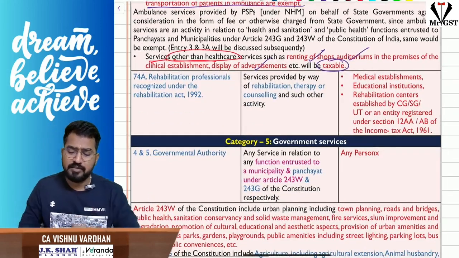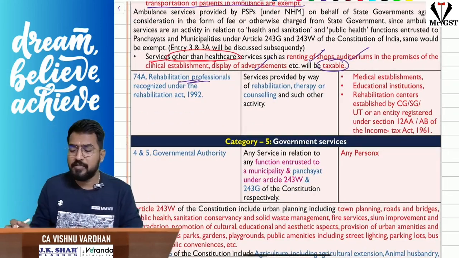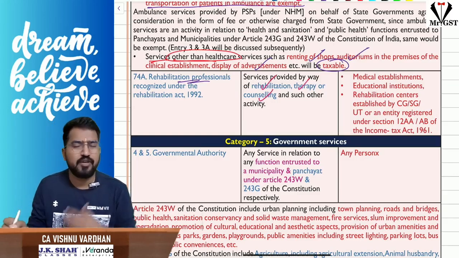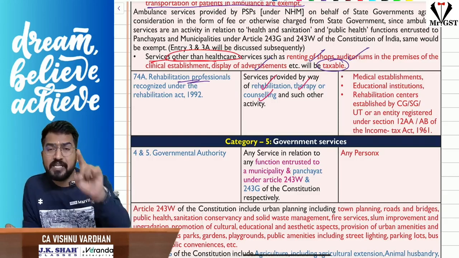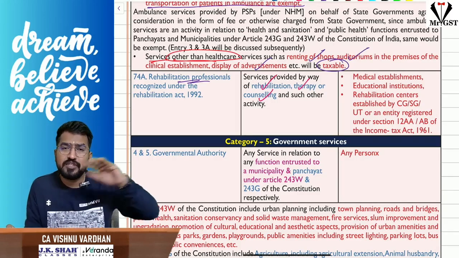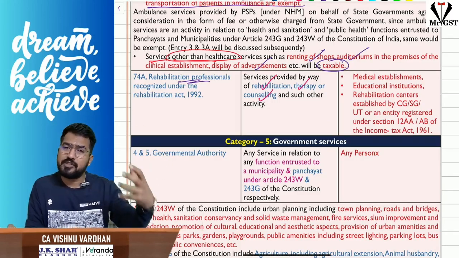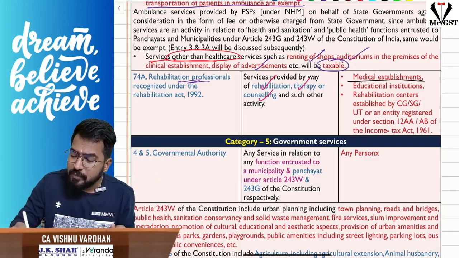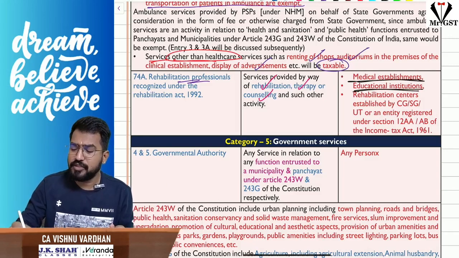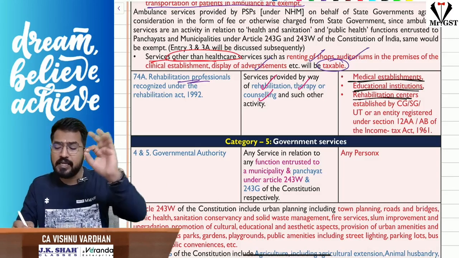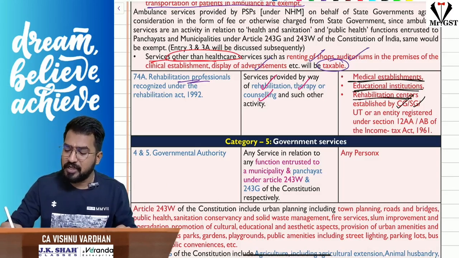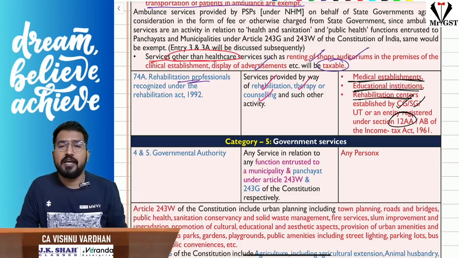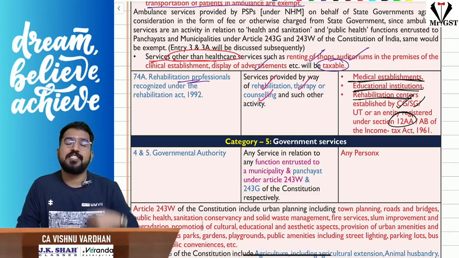And of course rehabilitation professionals also, they will be providing services by way of rehabilitation, therapy, counseling, all that stuff. Sir, that is exempt under GST. But the important thing is the rehabilitation professional should not be doing this separately, like setting up his own office or clinic. Sir, he is providing this service in a medical establishment or education institution or a rehabilitation center set up by central government, state government or a section 12AA entity. There he is providing this rehabilitation or therapy or counseling services, then only it is exempt.